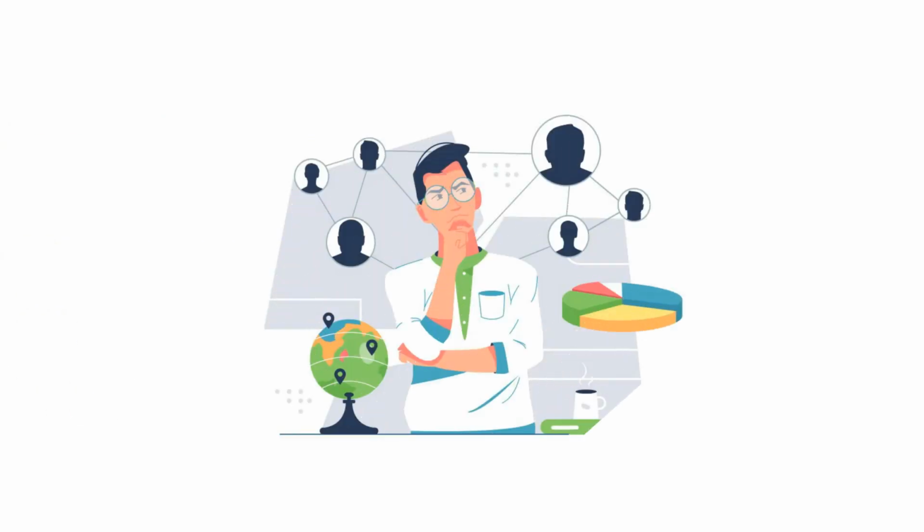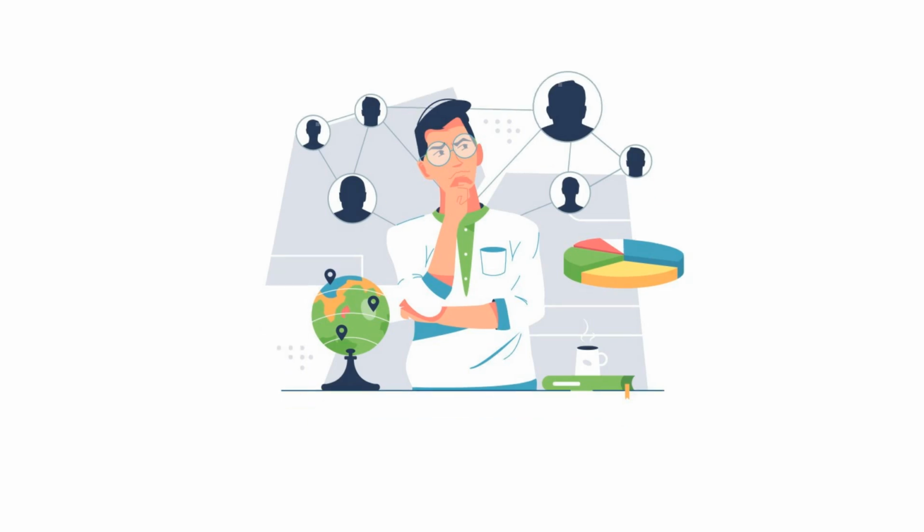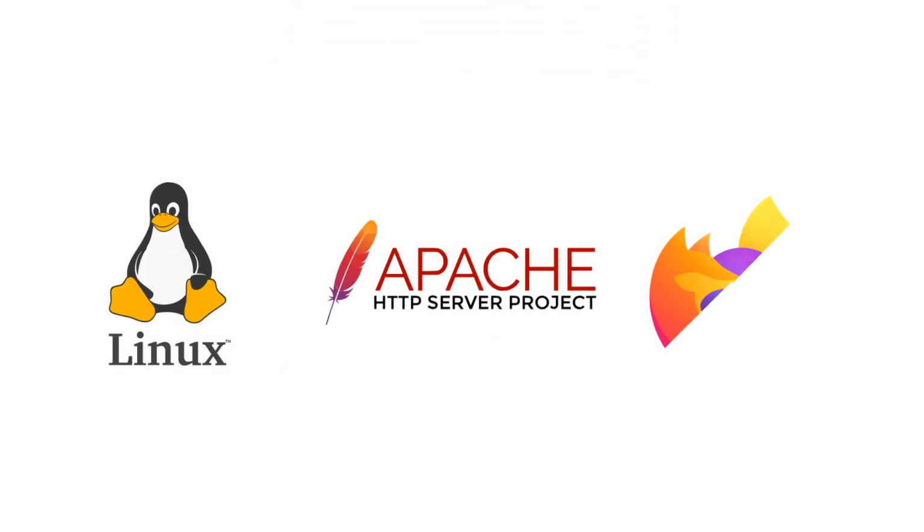By opening up the source code, projects benefit from diverse insights, innovations, and testing, often resulting in high-quality, reliable software. Examples like the Linux operating system, the Apache web server, and the Mozilla Firefox browser showcase the versatility and robustness of open-source software across different domains.